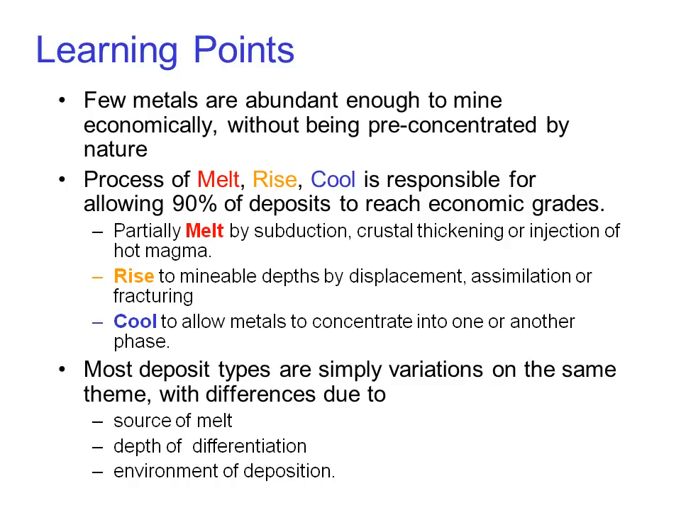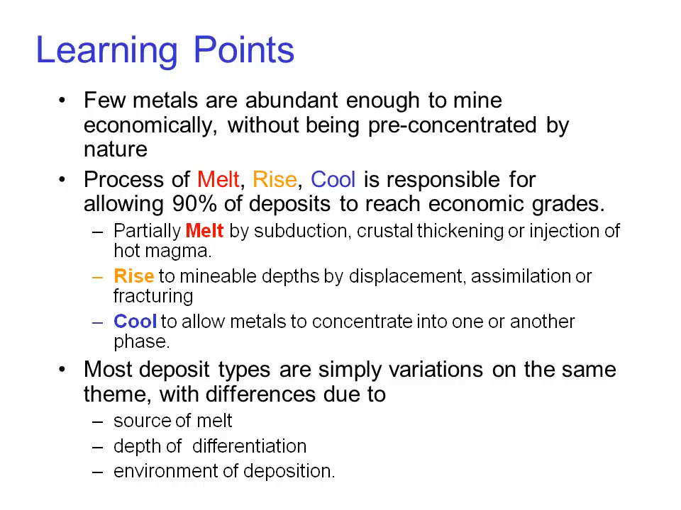Firstly, few metals are abundant enough to mine economically without being pre-concentrated by nature. Average crustal abundance is not economic, and that's something which some promoters neglect to mention. The process of melt, rise and cool is responsible for allowing 90% of deposits to reach economic grades. Partially melt by subduction, crustal thickening, or injection of hot magma. Partial melting provides the first concentrating mechanism.